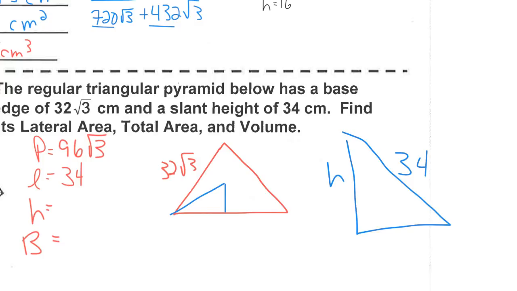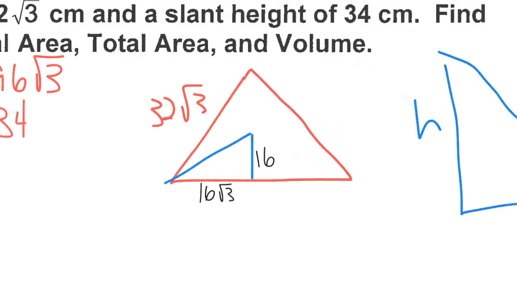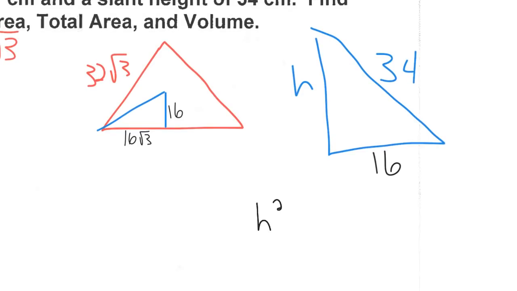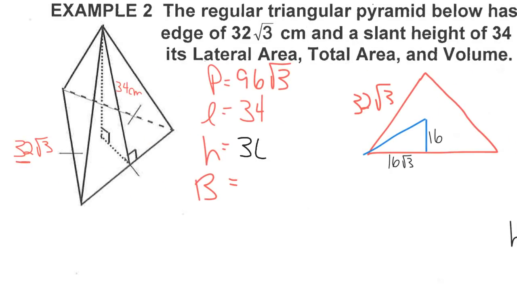So if the side length's 32 square roots of 3, this half is 16 square roots of 3, which makes the apothem 16. That makes this base 16. Now I can use Pythagorean theorem. h squared plus 16 squared equals 34 squared, which would give you h squared equals 900 when you did the work. So h is 30. Go ahead and fill that in.